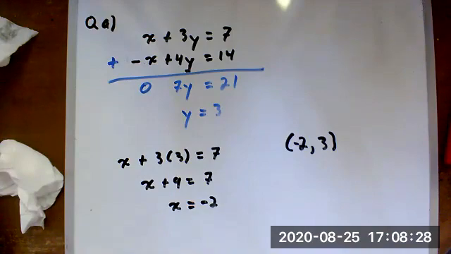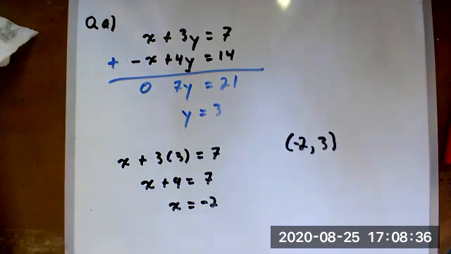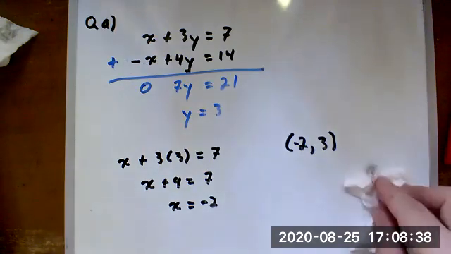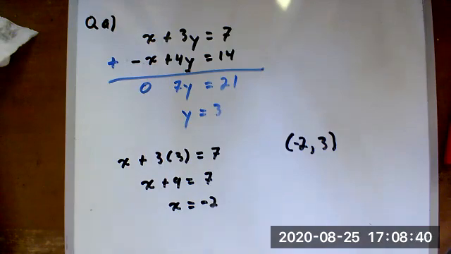Working through elimination isn't always quite that easy. We don't always have these equations set up nicely so that one of them disappears, but we can always make it so that one of them will disappear nicely. So let's take a look at an equation like that. Let's try 6D.